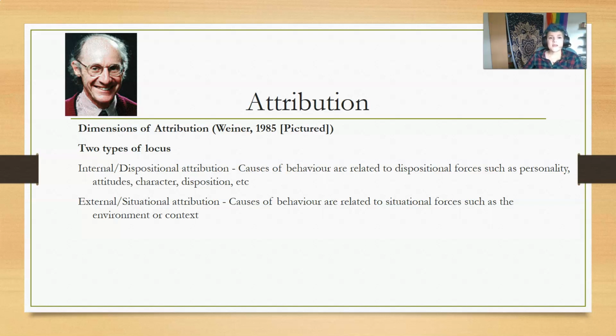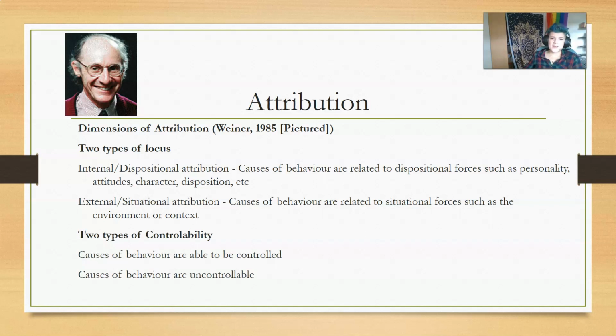The second is external or situational attribution. So the causes of behaviour are related to situational forces, such as the environment or context. So if we consider your girlfriend throwing a drink over you because you are kissing her friend, then you could consider that to be an external cause of behaviour. She's not throwing a drink over you because of her personality, she's throwing a drink over you because of a force external to her, which was the context.